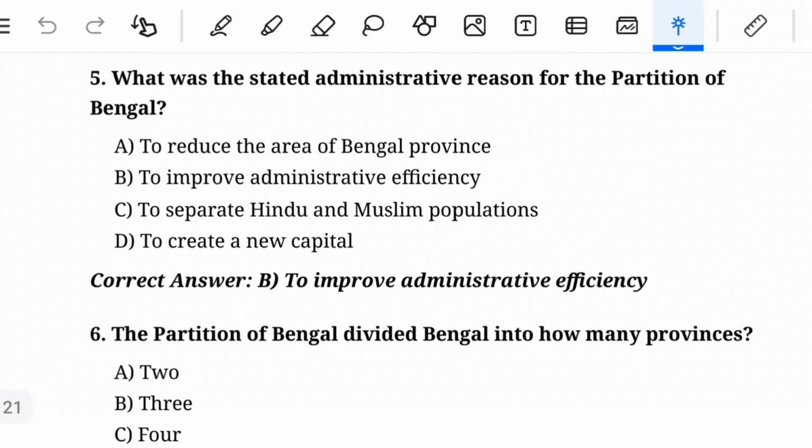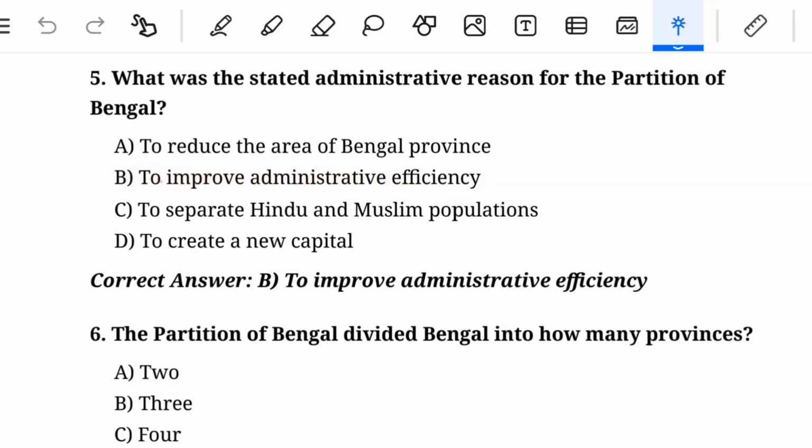5. What was the stated administrative reason for the Partition of Bengal? A. To reduce the area of Bengal province. B. To improve administrative efficiency. C. To separate Hindu and Muslim populations. D. To create a new capital. Correct answer: B. To improve administrative efficiency.